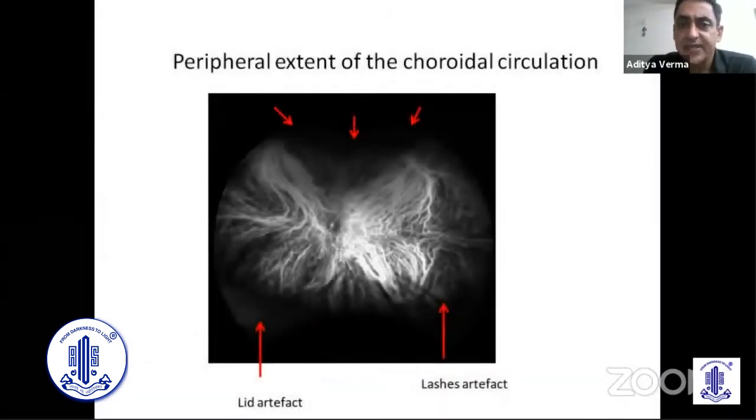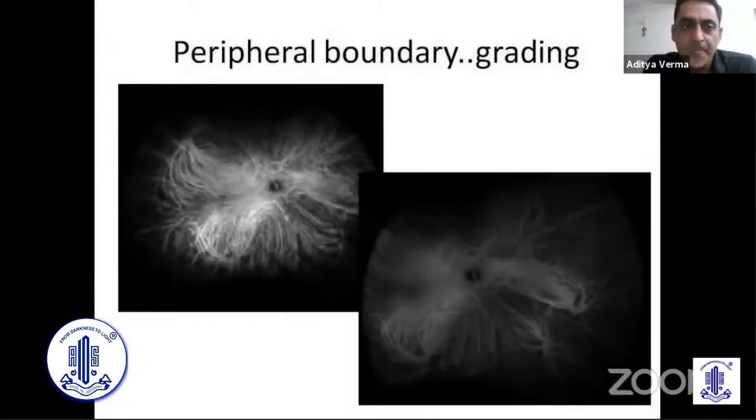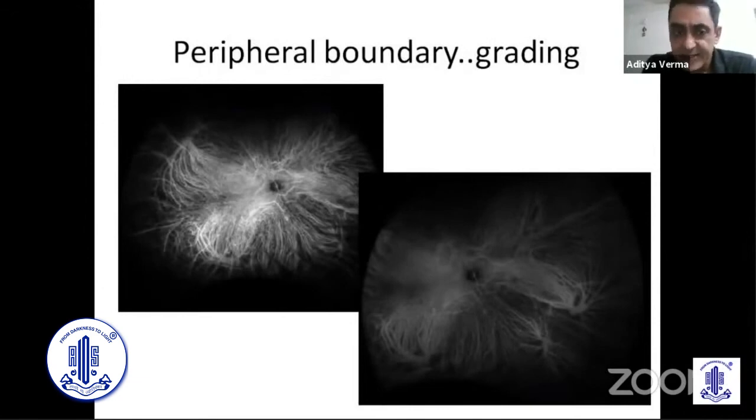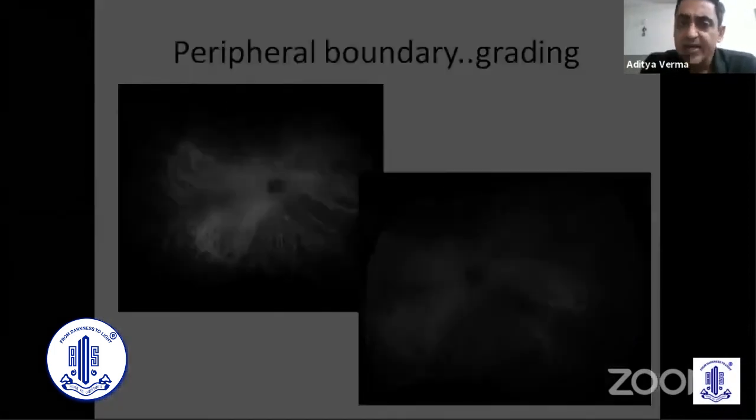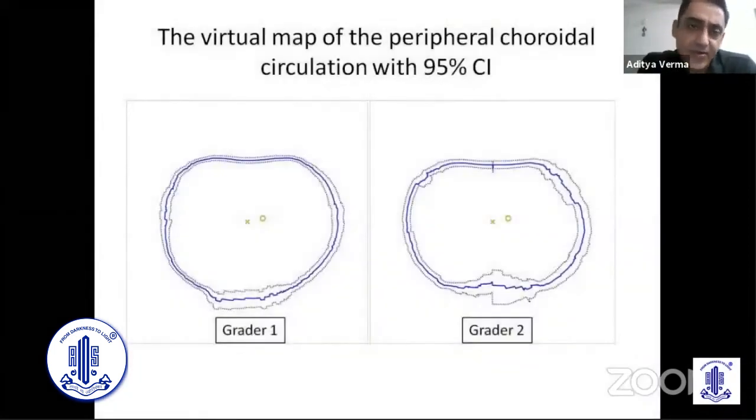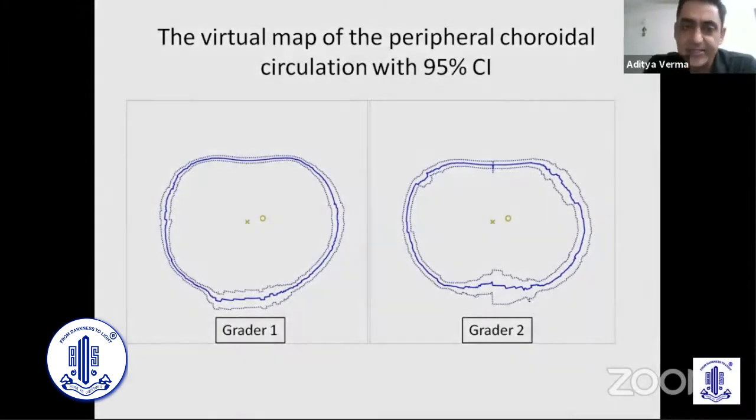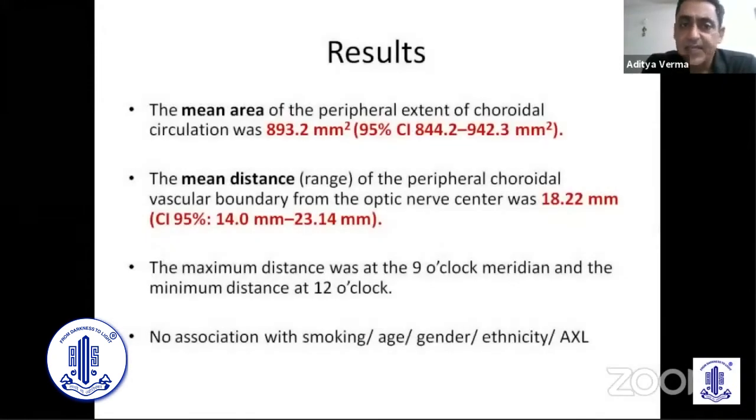Similarly, as far as the peripheral extent of choroidal circulation is concerned, we marked the peripheral boundary with the help of ImageJ. Because there is no montage available with the ICGA system, the Optos company created the rest of the boundary based on the boundary which we had already marked, and we were able to get the virtual map of the peripheral choroidal circulation. We compared the results between grader 1 and grader 2. Grader 1 was myself. The mean area of peripheral extent of choroidal circulation was 893.2 millimeters square.